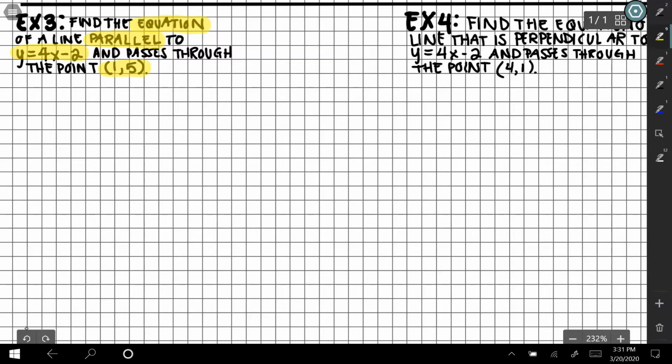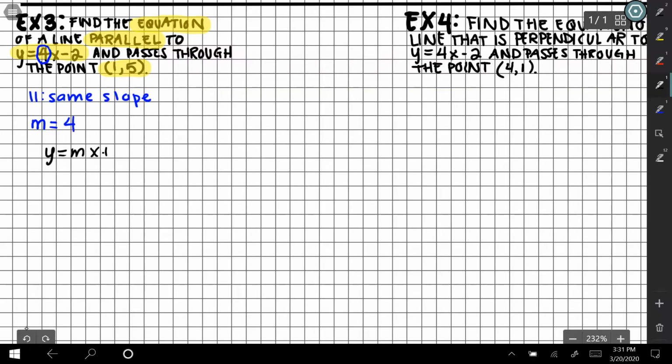Alright, so I'm going to do this in blue. We have parallel, which means our slopes are the same. And that is going to be that number in front of my x, so my slope is 4.